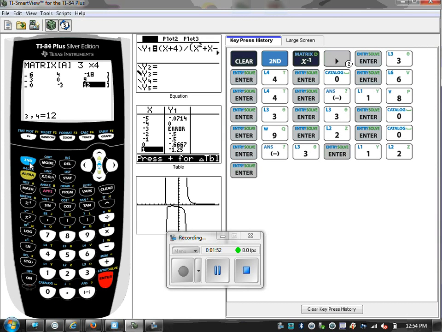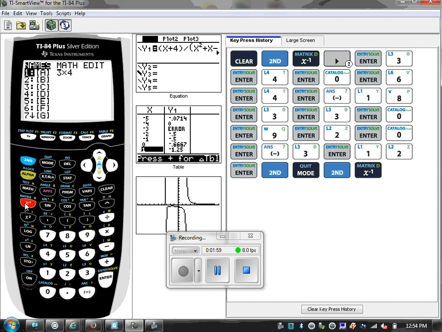So now I'm going to quit out of this. So press second mode, and that quits out. Now what I'm going to do is I'm going to say, okay, calculator, go back to the matrix, and this time I'm going to go to math. Now you can scroll up or down. I'm going to scroll up, and what we're looking for is RREF, and that's called reduced row echelon form, and I'll show you what that means in just a second.